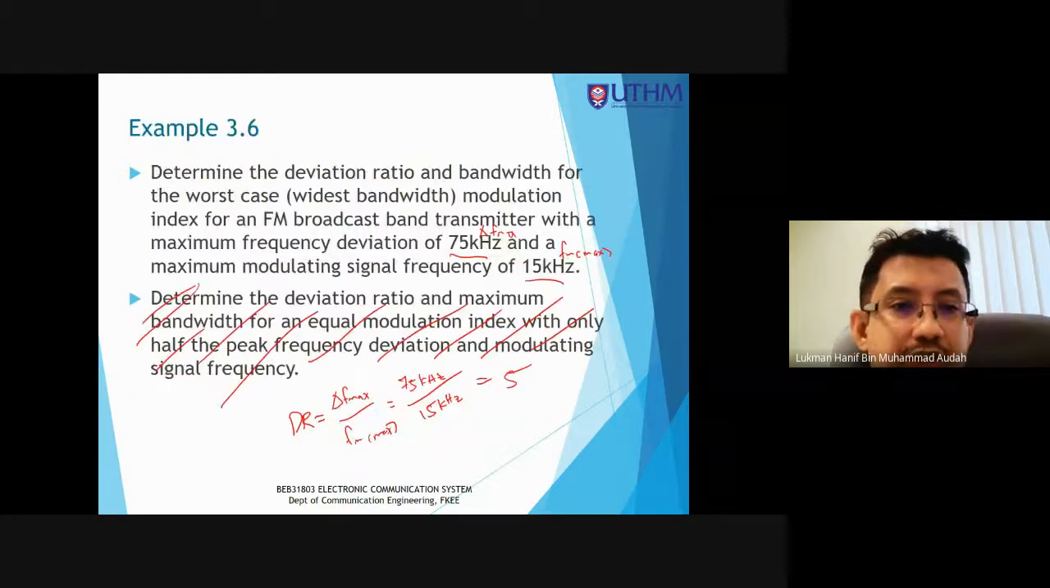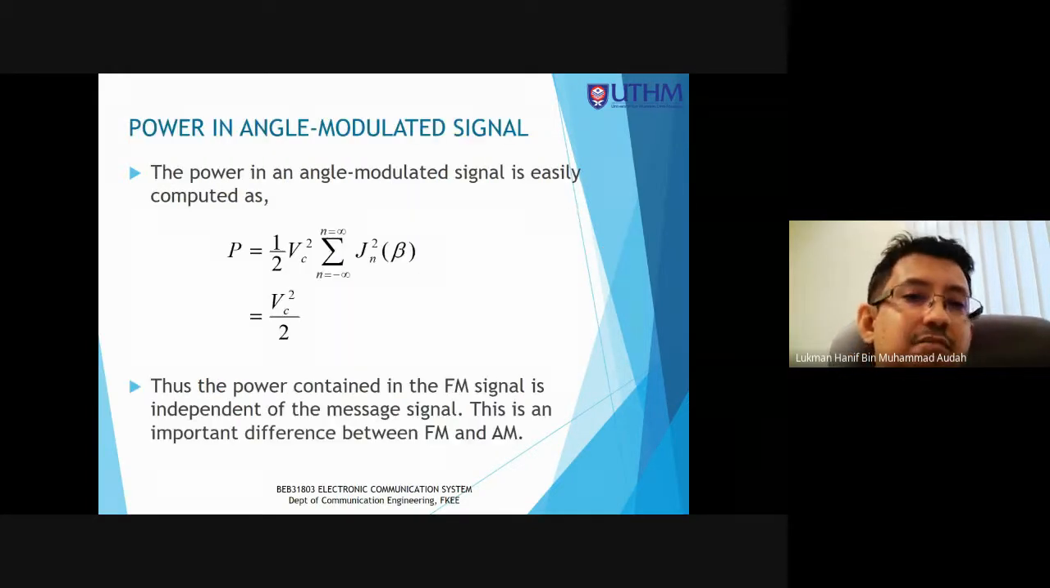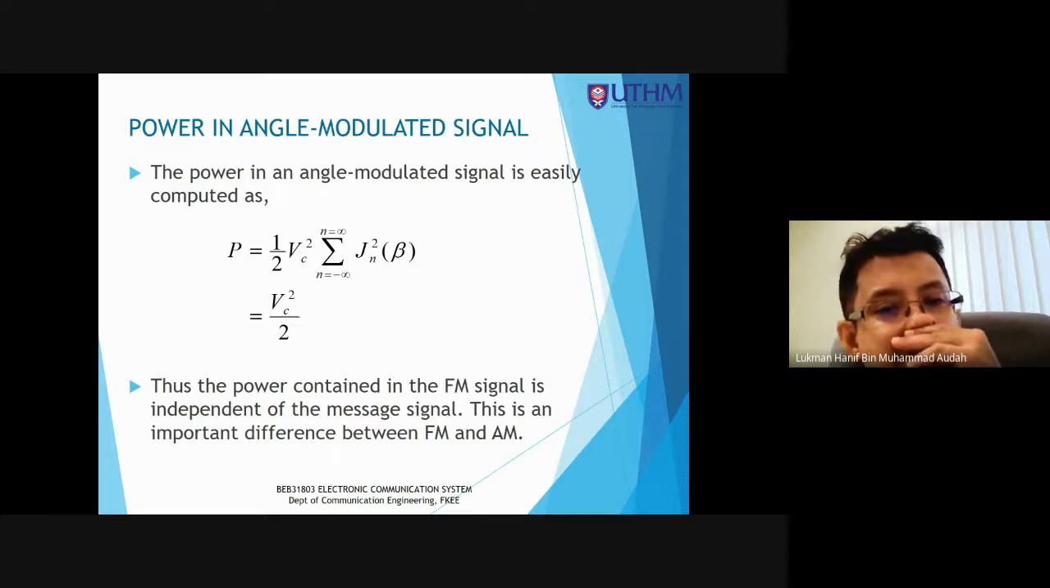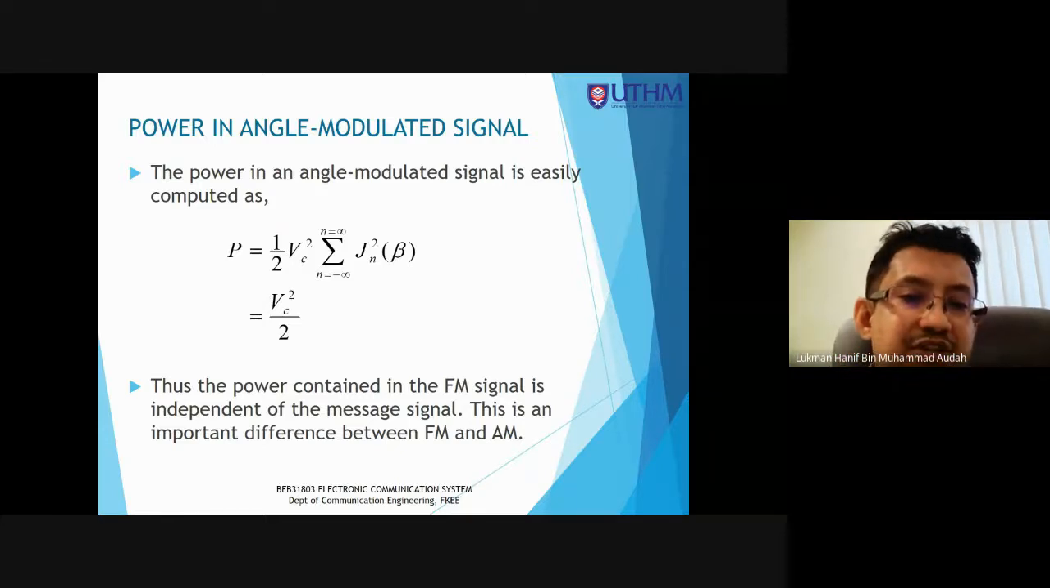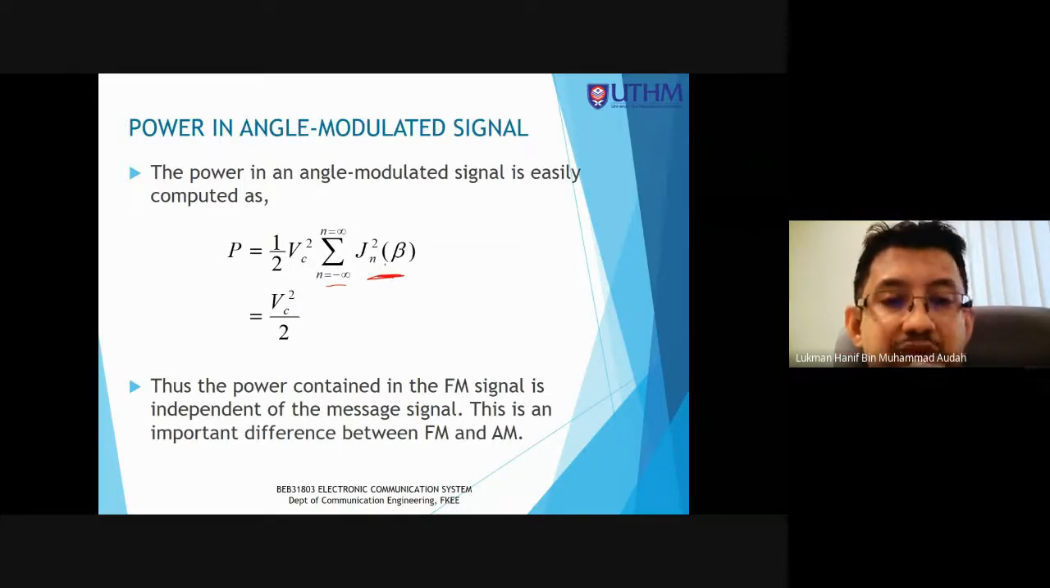So let's go to the next topic, power. The favorite topic. Ini adalah soalan favorite, power. We like to ask about power. Okay. So you see from here, the way they calculate the power is equal to 1/2 Vc square, summation from minus infinity to infinity, Jn square. So this is a function of Bessel.